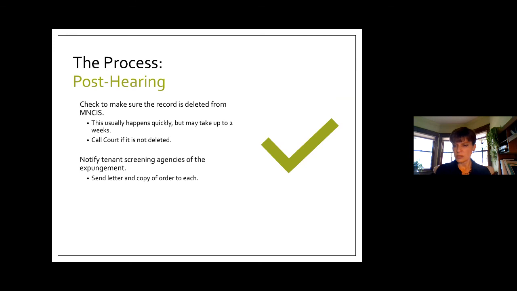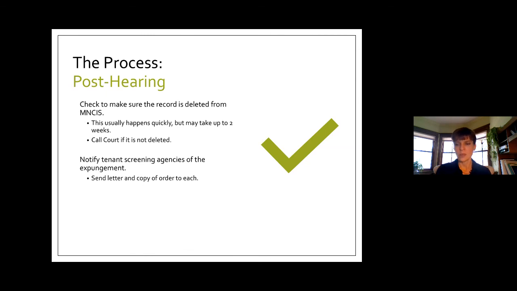Post-hearing, something important to know is that if the expungement has been granted, you'll want to send a letter out to all the tenant screening agencies, letting them know that the eviction can no longer be reported. We have an example of the tenant screening agency letter on our website. It is hard to keep our tenant screening agency addresses up to date. So if you ever hear back from a bad address, we want to know that right away, because we do try to keep our tenant screening list as up to date as possible.